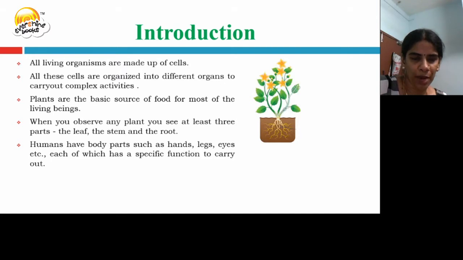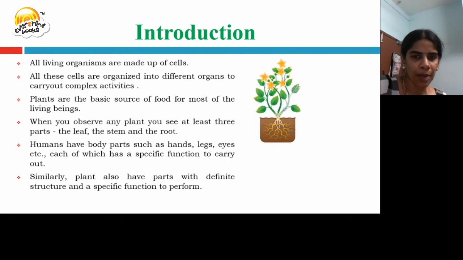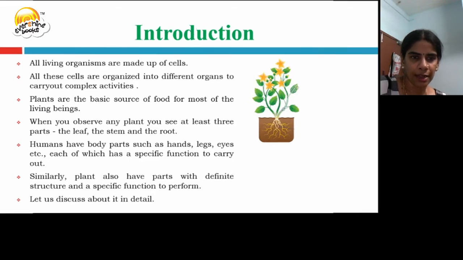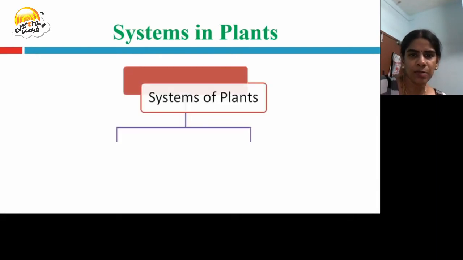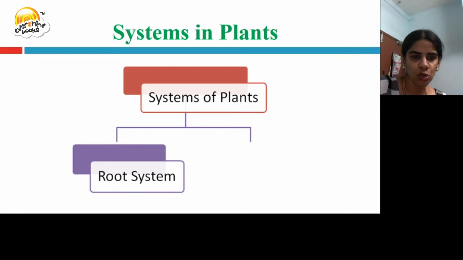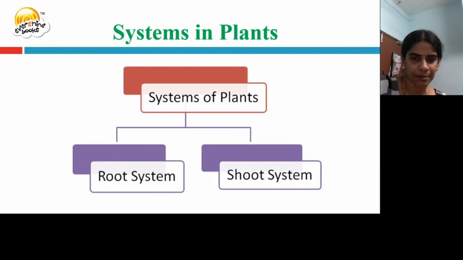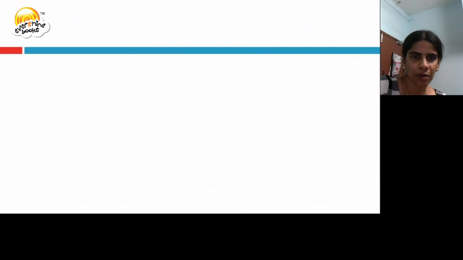Humans also have body parts such as hands, legs, eyes, etc., each of which has a specific function to carry out. Similarly, plants also have parts with a definite structure and a specific function to perform. Let us discuss it in detail. Systems in plants. The plant body is classified into the root system and the shoot system. Let us discuss the root system.